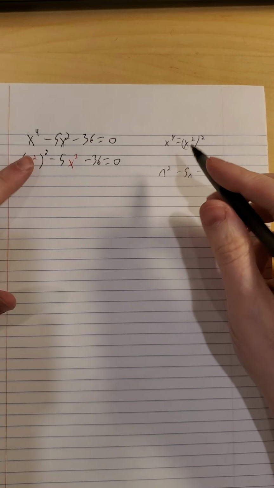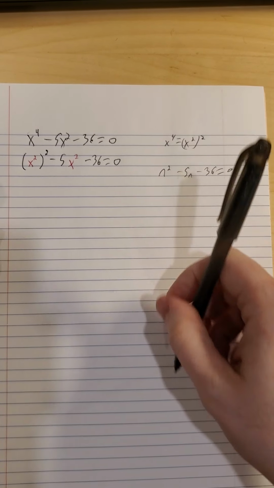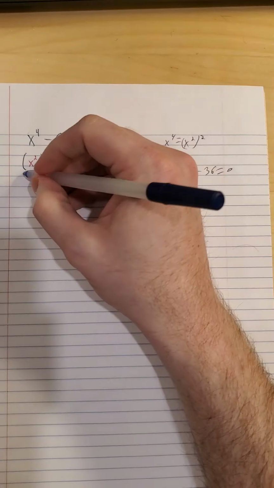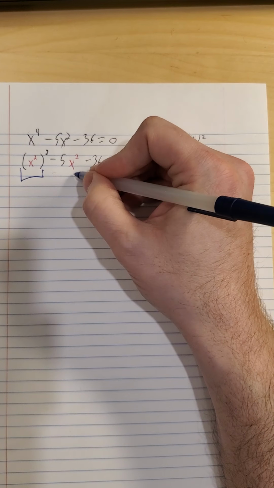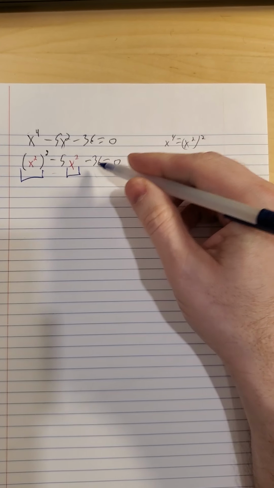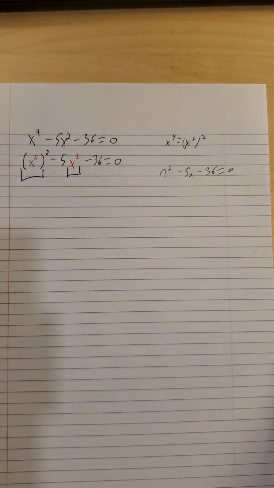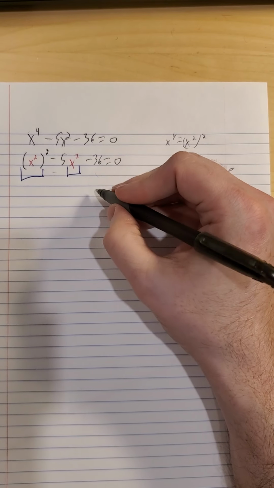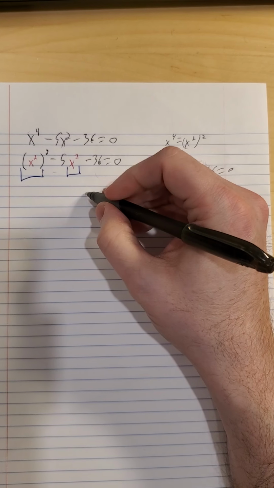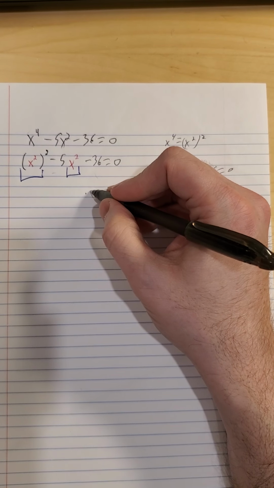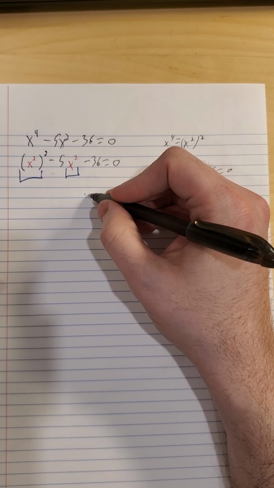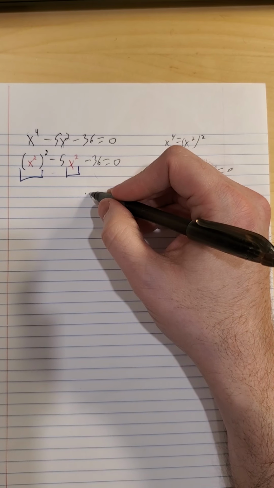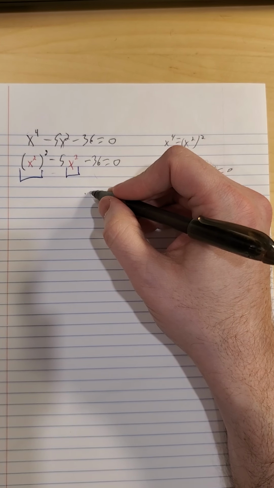So even though this isn't strictly speaking quadratic, because I was able to write it as something squared minus 5 times that something plus a constant equals 0, we can treat it as if it were a quadratic. So again, I'll check for factoring first. If that's available, it's the easiest method. Not all of them are able to be solved that way, though.